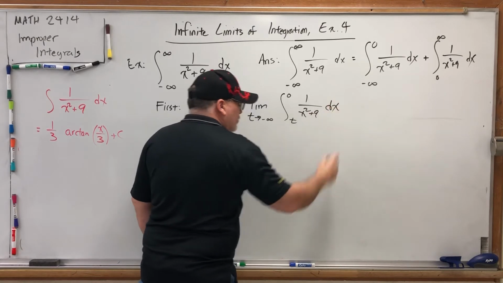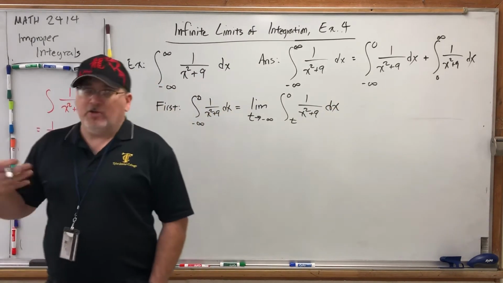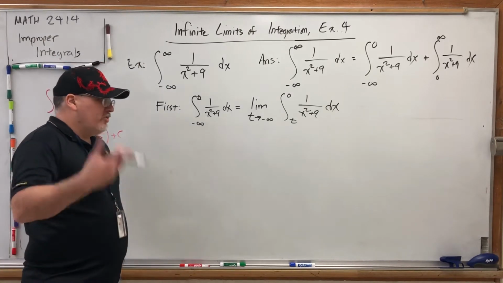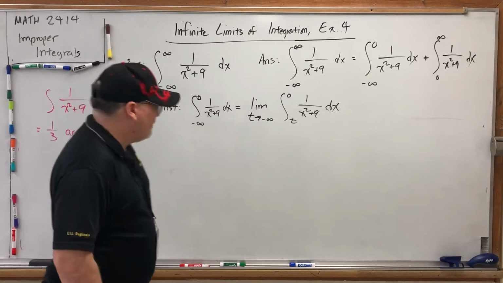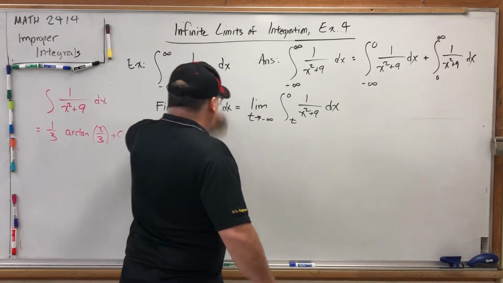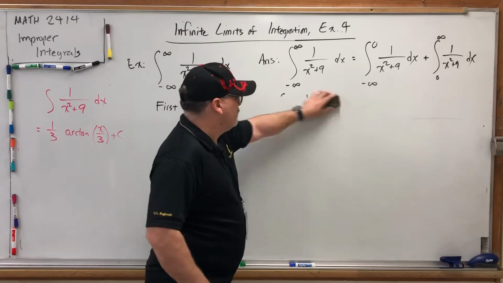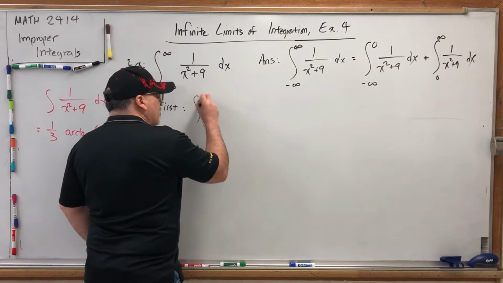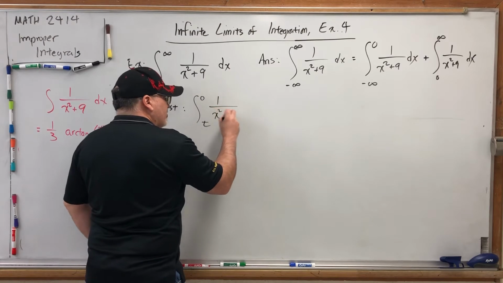The only problem with doing that is that now you have to drag the limit along every time you do an integral move. So it's actually easier to do the integral first and then import it into the limit, in my opinion. So why don't we actually do that first? Let's just worry about this integral. The integral from t to 0 of 1 over x squared plus 9 dx.